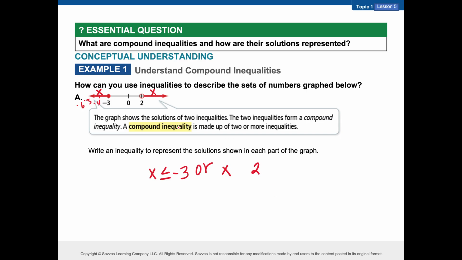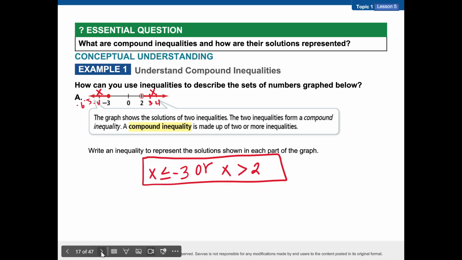or x represents numbers greater than 2. 2 cannot be included in my answer, so that's why it's an open circle. And to the right of 2 we have 3, 4, numbers greater than 2. This is the only way that you can write an or compound inequality, with the word or in the middle.